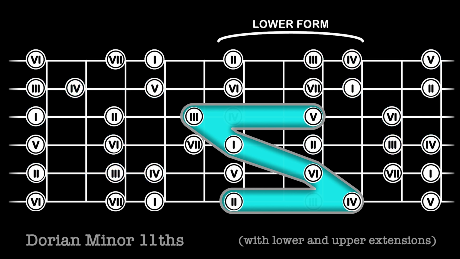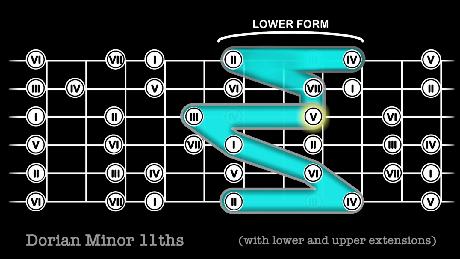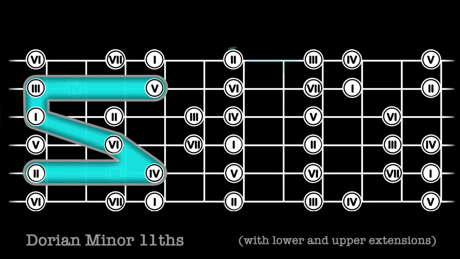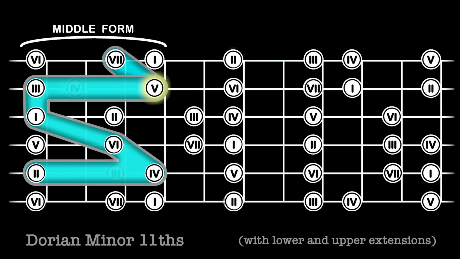In the lower form, we can extend up from the high note of that form, the 5, to the 7, to the 2, and then to the 4 at the end. The middle form allows us to extend up and down, up from the 5 to the 7 and down from the 2 to the 7.